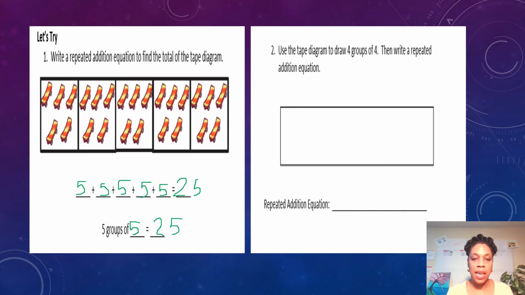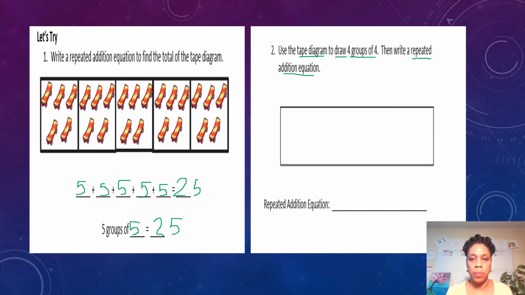Now, let's look at problem number 2. In problem number 2, I'm going to use a tape diagram, and this time I'm going to draw. What am I going to draw? I'm going to draw 4 groups of 4. Then secondly, I'm going to write the repeated addition sentence. I have to divide this up because that's just one big group. I wanted to make it 4 groups.